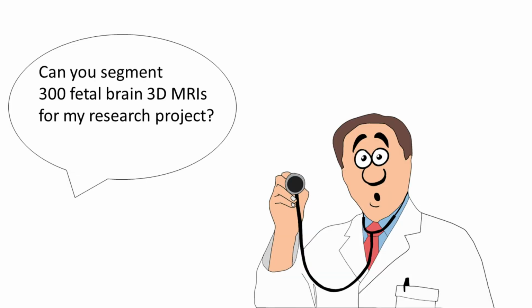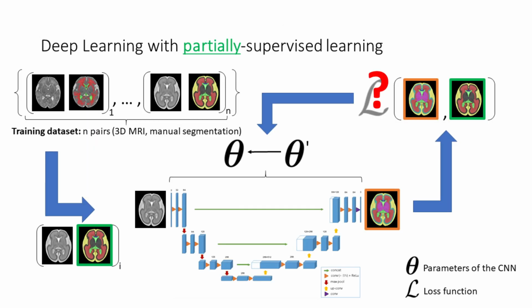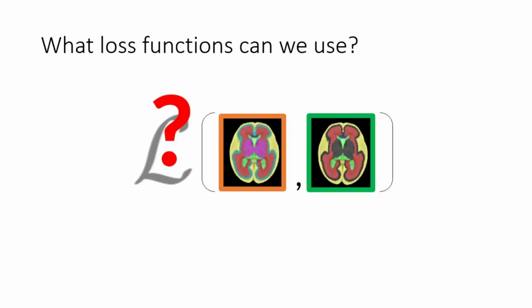Unfortunately, in practice it is difficult to find clinicians with the skills and the time required to annotate hundreds of images. And one typically ends up with many images that are partially segmented. That is, images for which some, but not all regions of interest were manually segmented. In this work, we propose a generalization of the loss functions that can be used for segmentation.